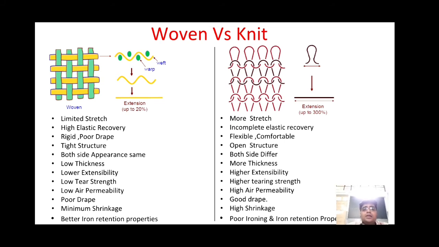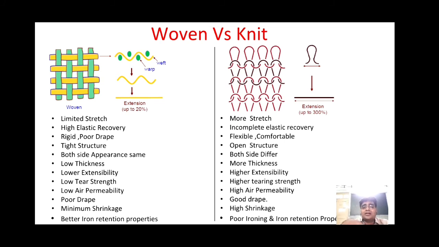Now, while making this comparison, keep in mind that the comparison is based on the same count. For example, you produce a woven fabric with a 40s count. With the 40s count, warp is 40s, weft is 40s, and it is a plain weave. Whatever thickness we get, in a similar fashion you knit the fabric with the 40s count and compare this knitted fabric with that 40s woven fabric. You will find that the thickness of this knitted fabric is higher than the woven fabric.